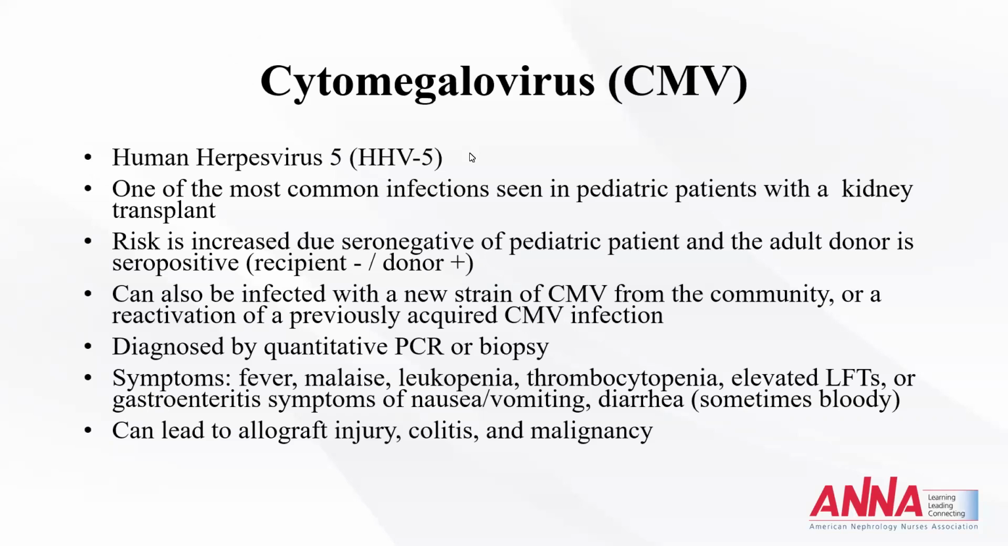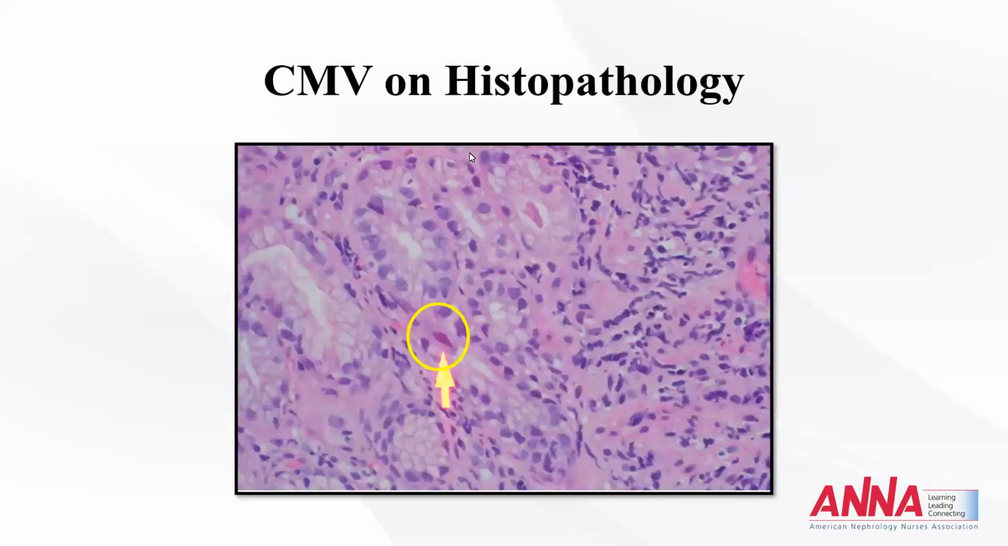The last one it can cause is malignancy. CMV has been known to do this, not necessarily as much in the pediatric population. I don't see it as much, more in the adults, but it can lead to certain malignancies within other lymphoid tissues. That's where it likes to live.